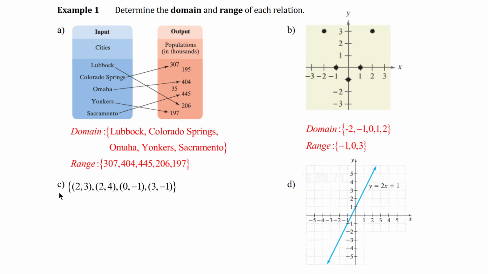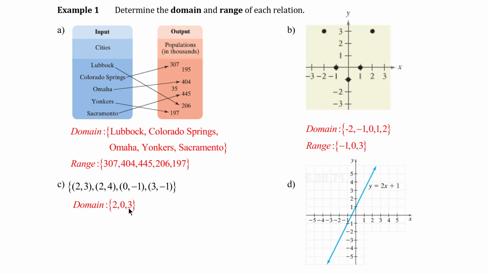Moving on to part C, we have the relation represented by a set of ordered pairs. We have the first ordered pair as (2, 3), and then we have (2, 4), (0, -1), and finally (3, -1). To write out the domain, we just list all of the first components of each of the ordered pairs. So I wrote out a set of curly brackets, and then I have 2, 0, 3.